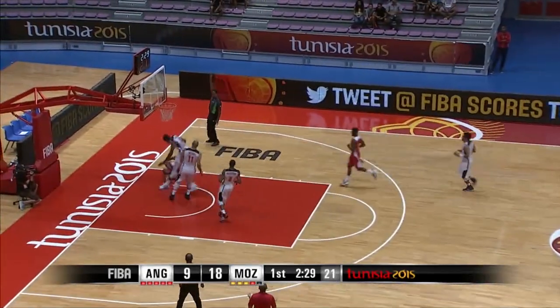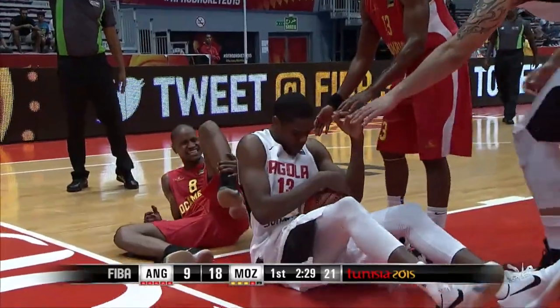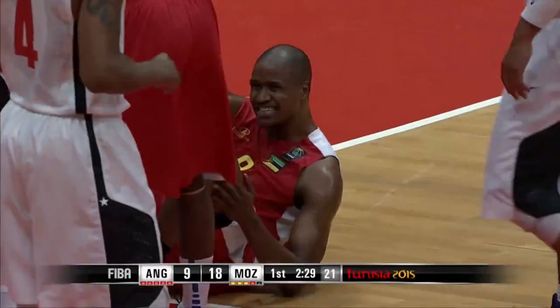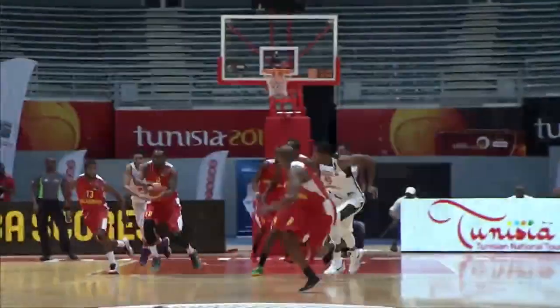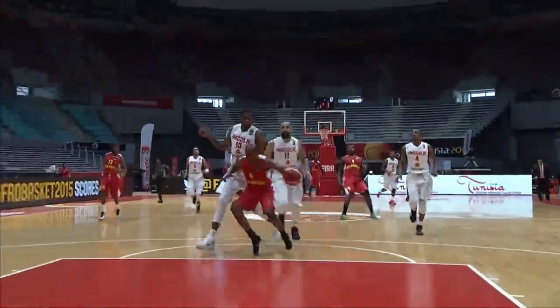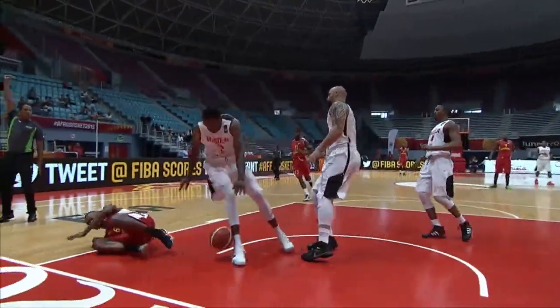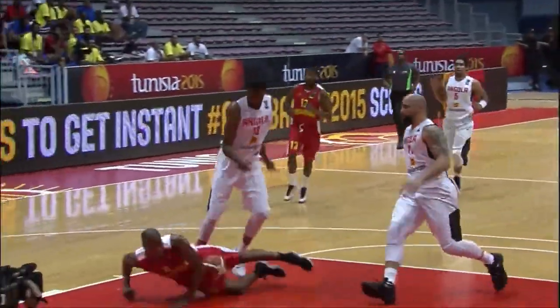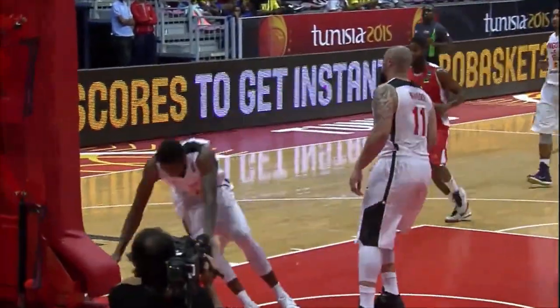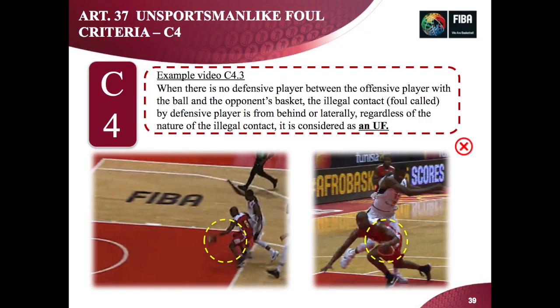Now, in this example, the player was in fact still dribbling the ball, and the contact occurred from behind, and there was no defensive player between them and the basket. That would be classified as an unsportsmanlike foul. However, if the player had gathered the ball and was in the act of shooting, then the decision of the referee would be a shooting foul and not an unsportsmanlike foul.